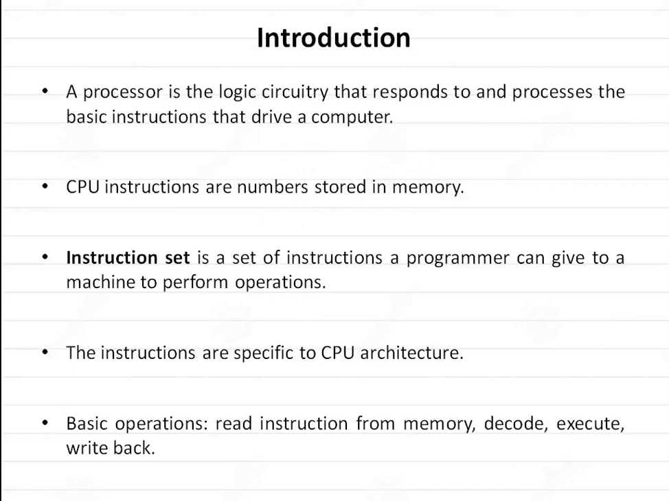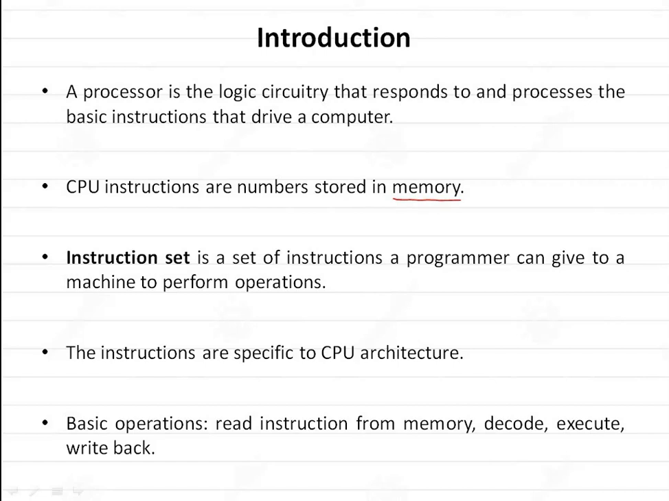So let us first begin with a brief overview of the working of a microprocessor. A microprocessor, or simply a processor, is basically a logic circuitry that can respond to the processes, and it can perform basic instructions that drive a computer. These instructions are basically stored in our primary memory. So from the primary memory the processor will read the instructions and then it will execute them.